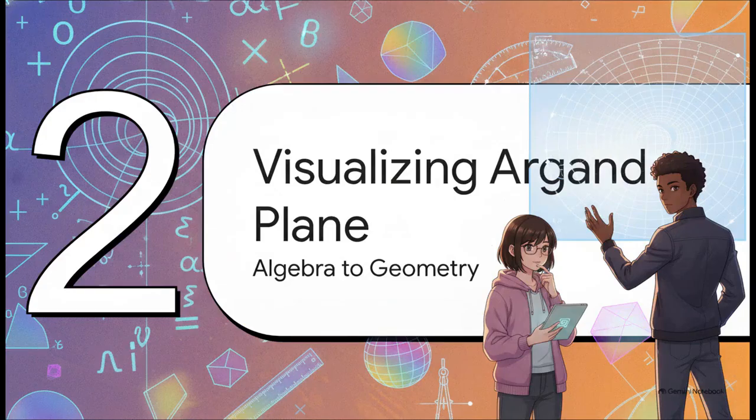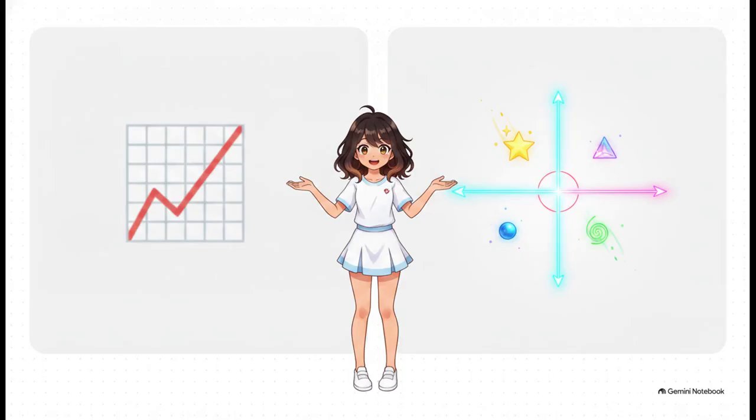Moving right along to part 2, visualizing the Argand plane. Let's take these numbers from pure algebra right into physical geometry. To really visualize a complex number, we've got to upgrade our standard Cartesian graph. Instead of your typical xy plane where both axes represent real numbers, we're going to use the Argand plane. Here, the horizontal axis is purely real, that maps our x value, and the vertical axis is purely imaginary, which maps our y value. By simply swapping out the axes, a complex number z transforms from a standard algebraic equation into a specific physical point in 2D space. It's a real game changer.